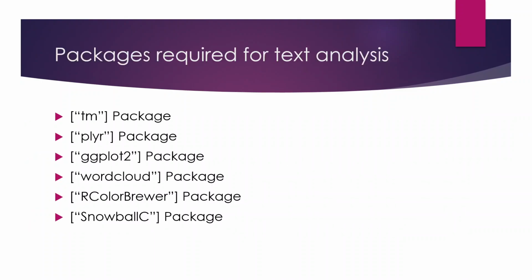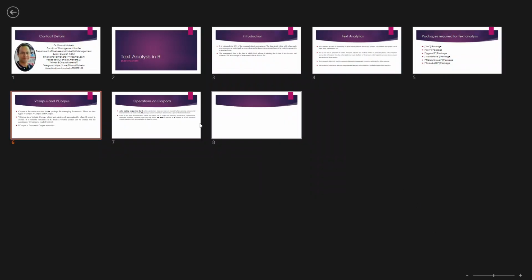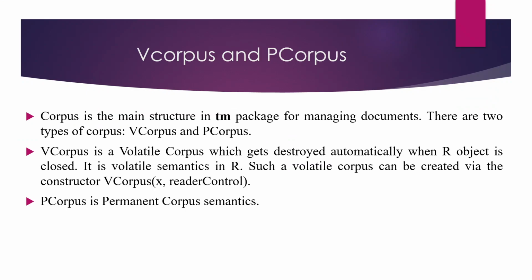What are the packages which are required? They are tm, plyr, ggplot2, wordcloud, RColorBrewer, and SnowballC. Once we have collected the text file or the unstructured data, we will have to create the corpus. Basically, it's the main structure in the tm package for managing documents. There are two types of corpus: one is VCorpus and the other is PCorpus. VCorpus is a volatile corpus which gets destroyed automatically when our object is closed. On the other hand, PCorpus is a permanent corpus.